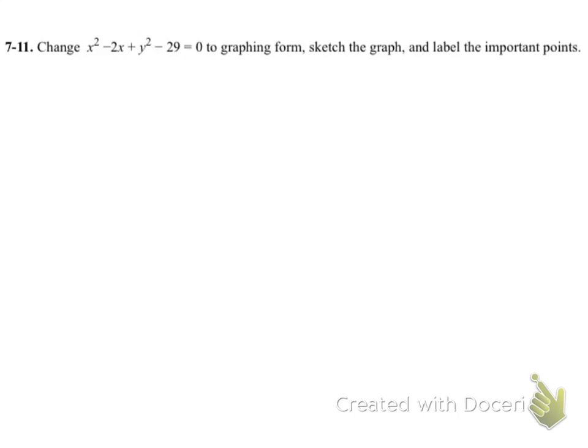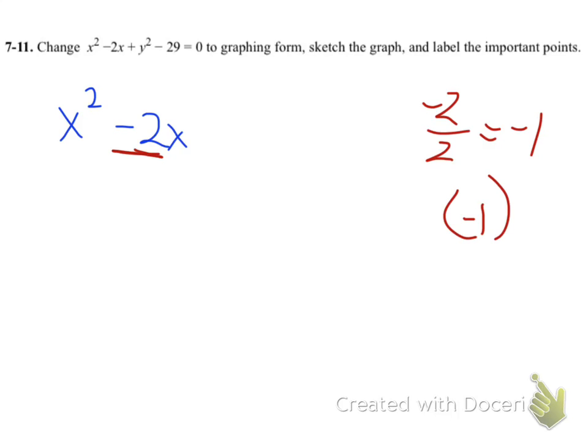So, my x values are already grouped together. So I have an x squared minus 2x. And with that, I'm going to complete the square. So what I do is I take this value right here and divide it by 2 and square that. So when I take negative 2 and divide it by 2, I get negative 1. And when I square negative 1, I get positive 1.